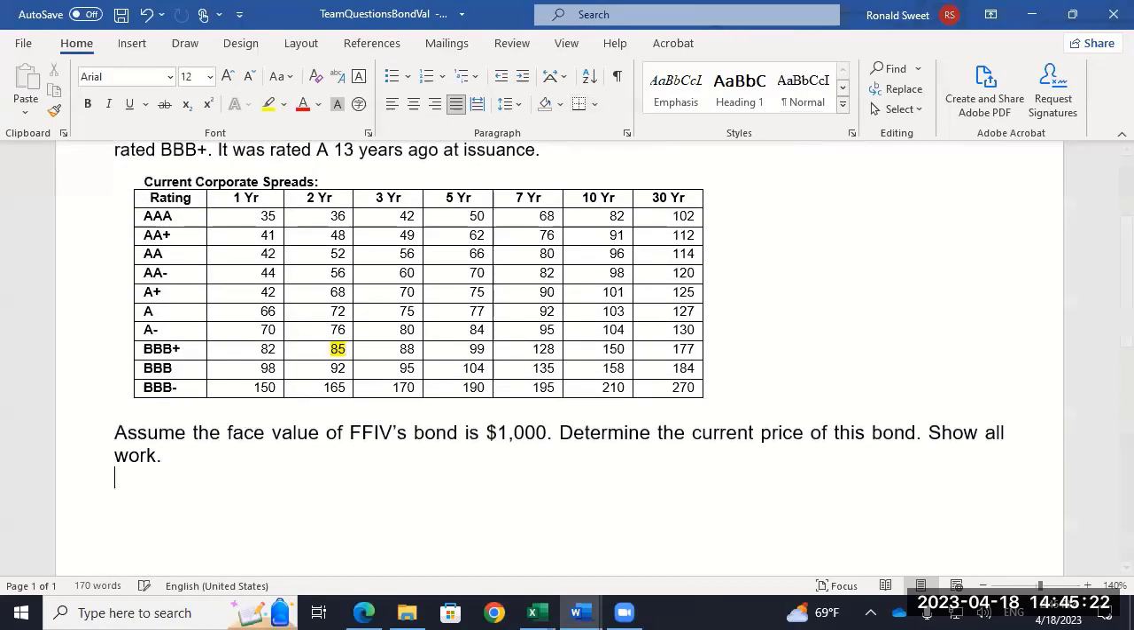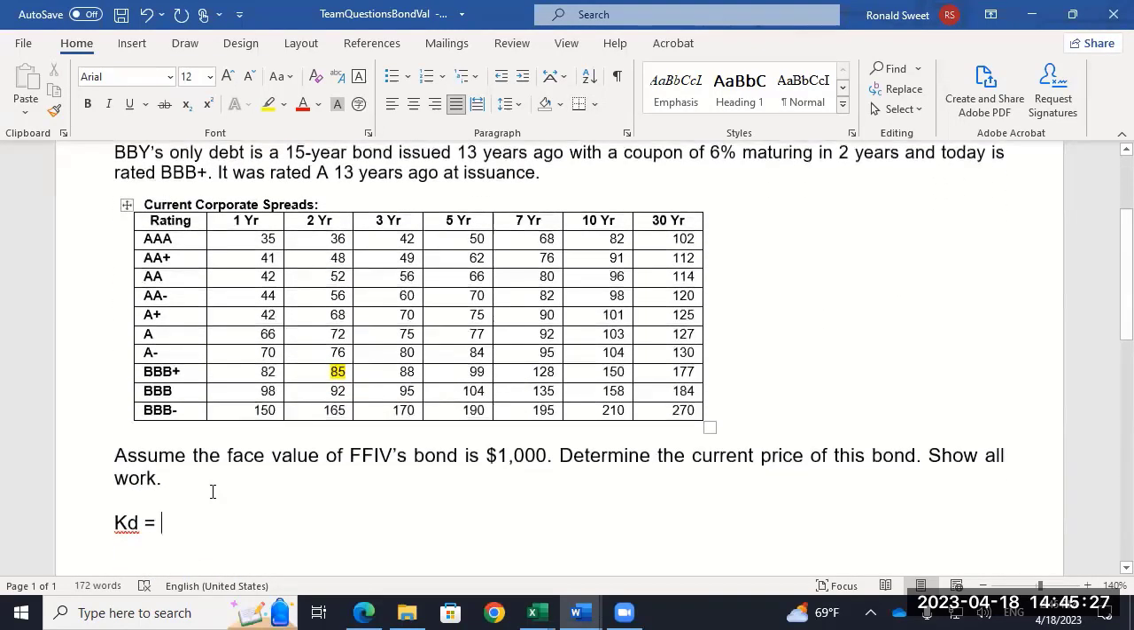So our discount rate is going to be 272 plus 0.0085. That's going to equal 0.0357 or something.